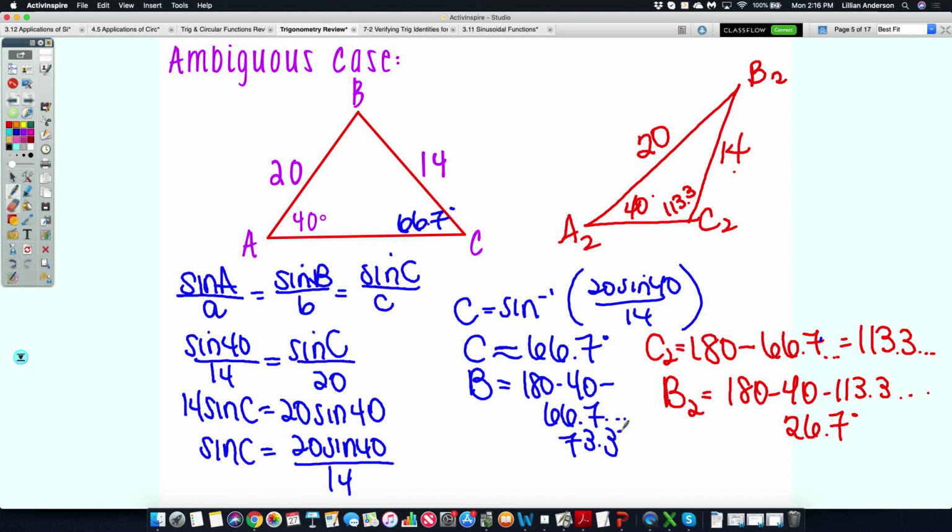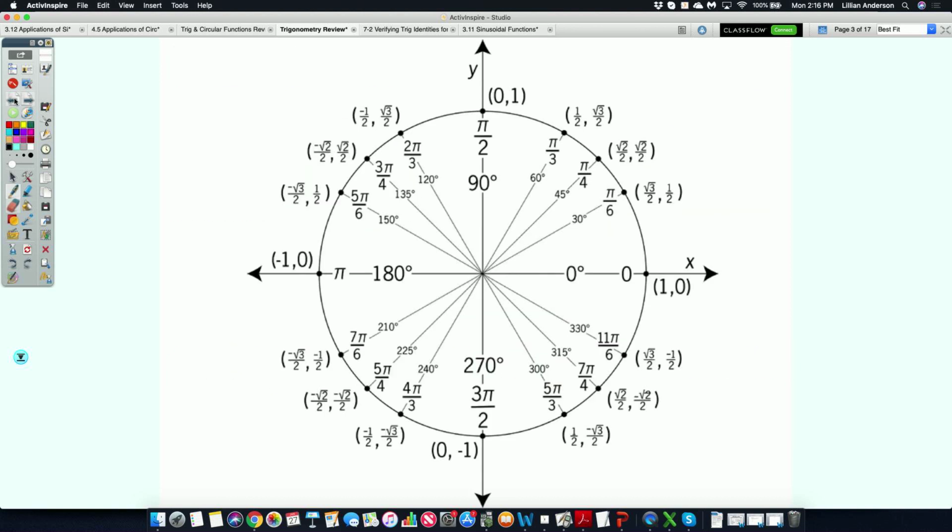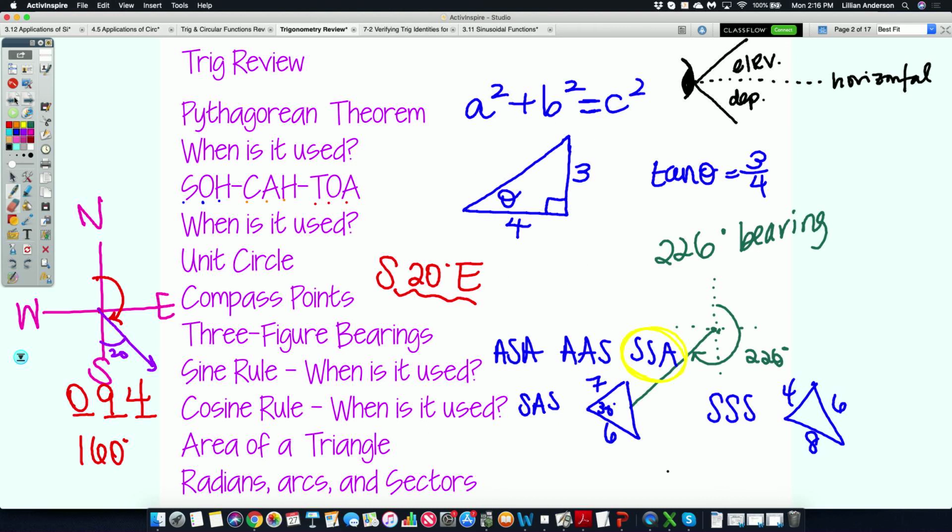Again, this is used for non-right triangles. SOHCAHTOA is used for right triangles. But if you have a non-right triangle, you use either sine rule or cosine rule. Questions?